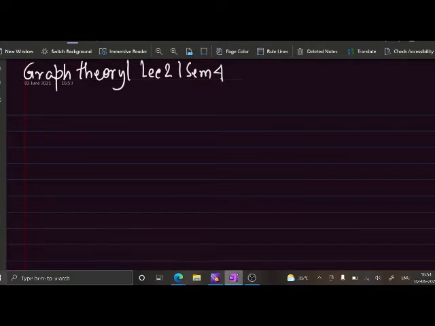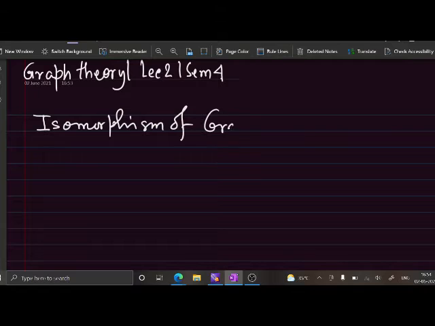So today we shall start by defining isomorphism of graphs. That means, given any two graphs, what do you mean by saying that the graphs are isomorphic? Okay. So what is the definition?